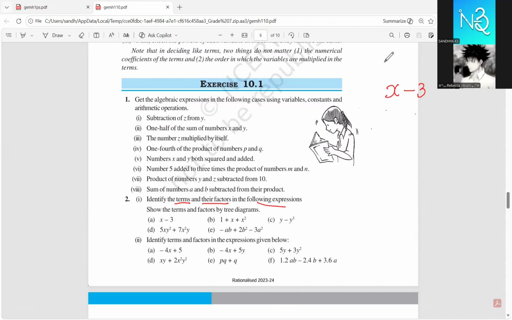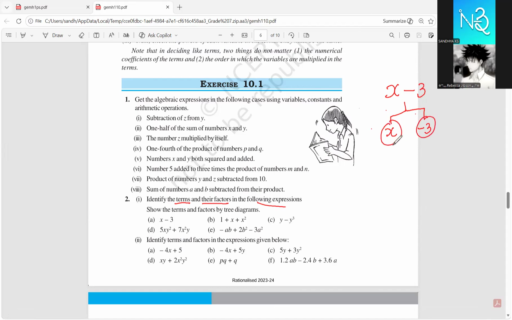Okay, x minus 3. So this is x, one factor. Because how is x minus 3 formed? By subtracting 3 from x, x minus 3 is formed. So x and minus 3. Now x minus 3 has two factors, x and minus 3, and this is how it is formed. So these are the two terms in this particular algebraic expression.